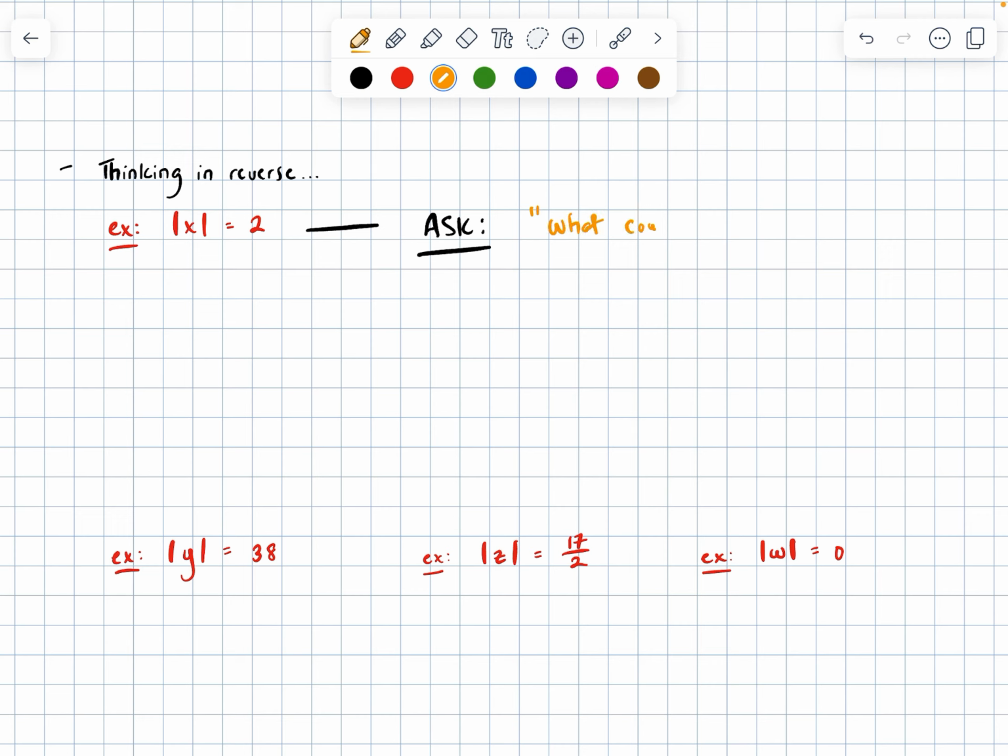The question I like to ask myself here: what could be inside the absolute value here? I know that when I take the absolute value of x, I get 2. What numbers could I take the absolute value of to get 2? Is there 1? Is there 2? Are there none of them? I don't know. But what number could be inside the absolute value here?